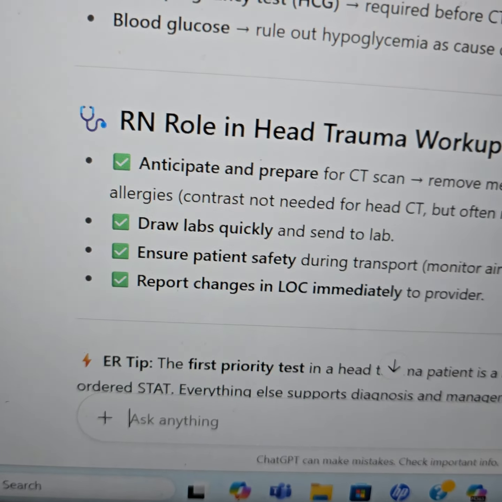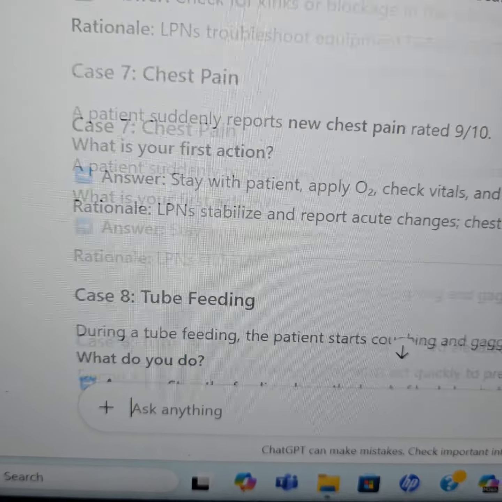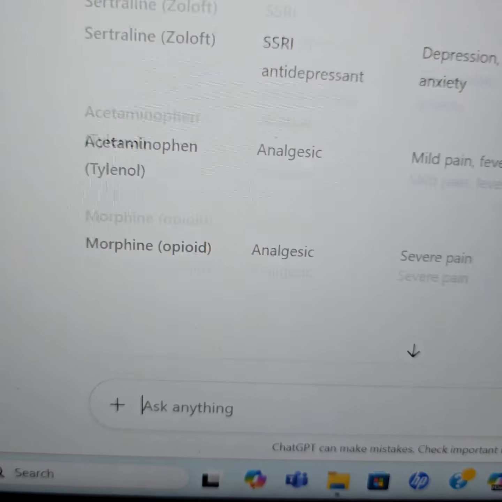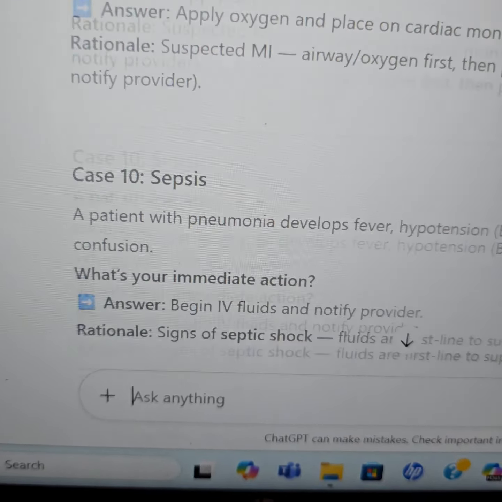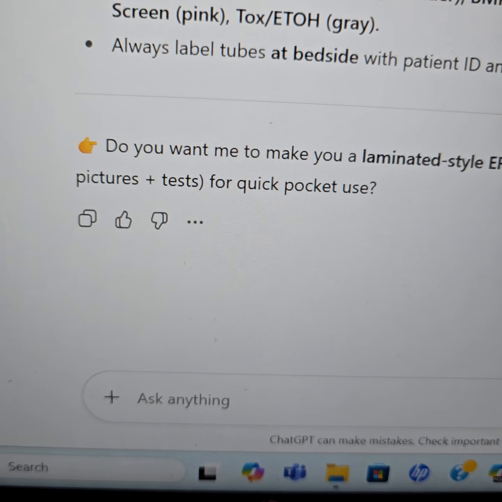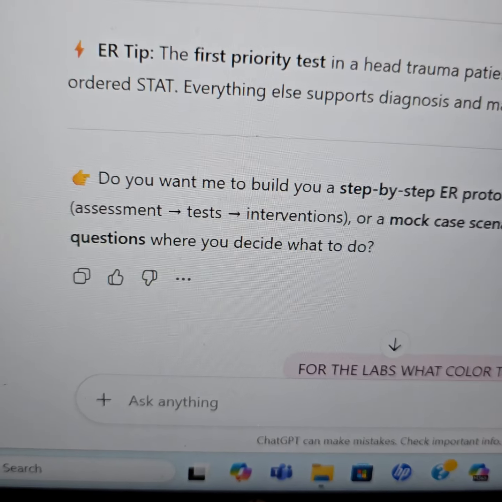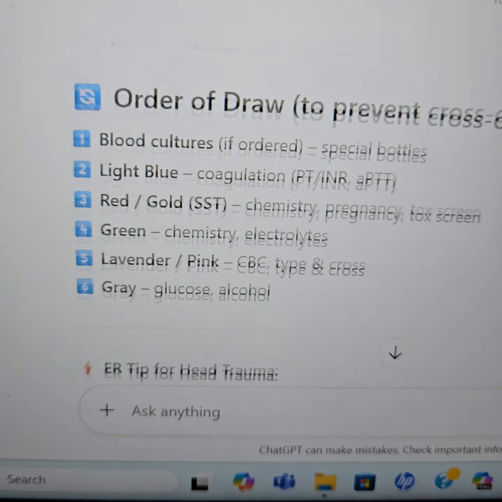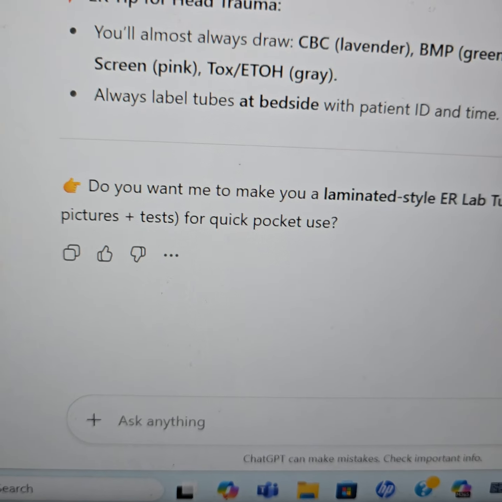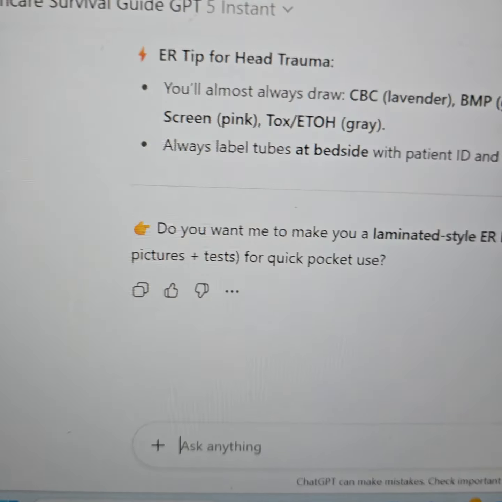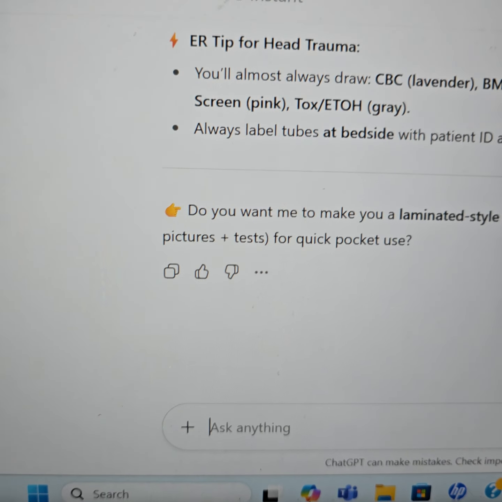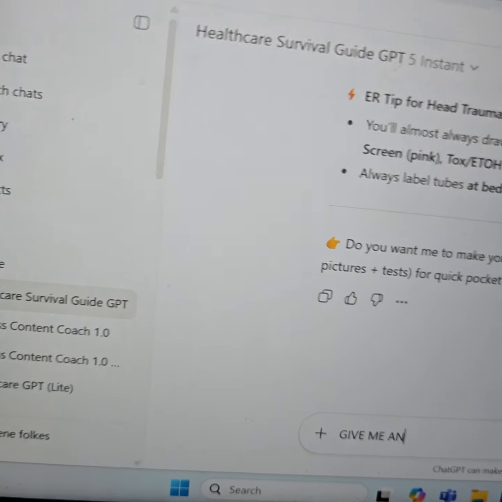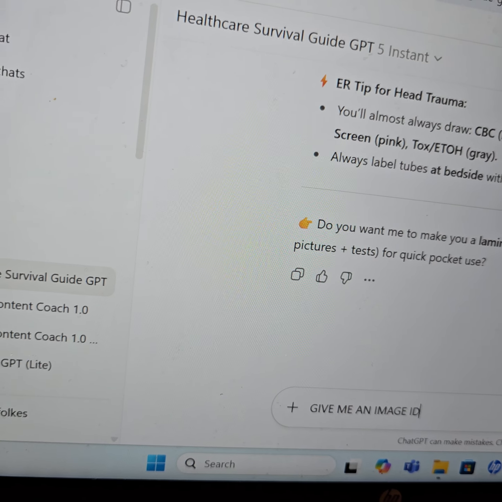This is pharmacology. We have case scenarios based on medication, and we put our own case scenarios in it, as you guys see. We have a response. We have tubes, lab work, what you collect, what you do. And now, say for example, anatomy and physiology. Here's the best thing, guys. Let's generate an image within it. Give me an image of the body.